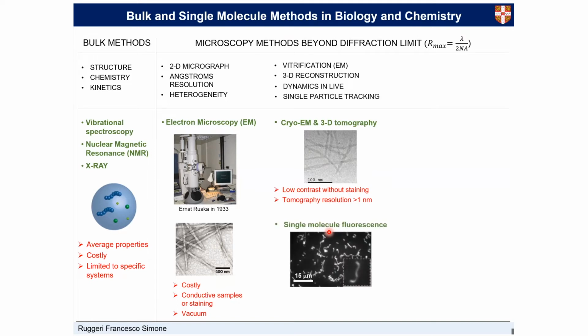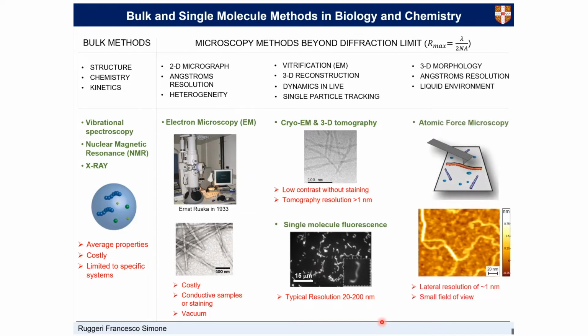Another possibility is to use single molecule fluorescence techniques, enabled by using dyes to stain particular biomolecular processes and observing their dynamics. However, the resolution is typically limited to 20 to 100 nanometers. So finally, another possibility is to use atomic force microscopy.